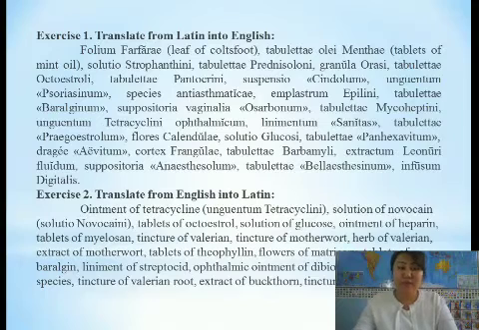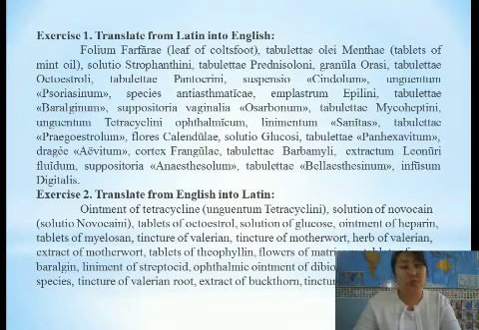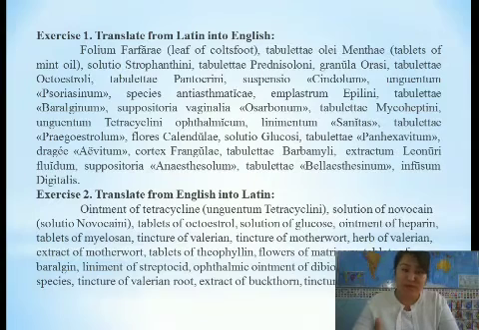And at the end we have exercises. You have to do these exercises, and then I will check them, okay? In the first one you have to translate from Latin into English. For example, folium farfarae. How do we translate these terms? The first is leaf, yeah? Leaf of coltsfoot, or tabulettae olei mentae, tablets of mint oil, and etc. All words we have in our slides, that's why you have to find and write them, and that's all.